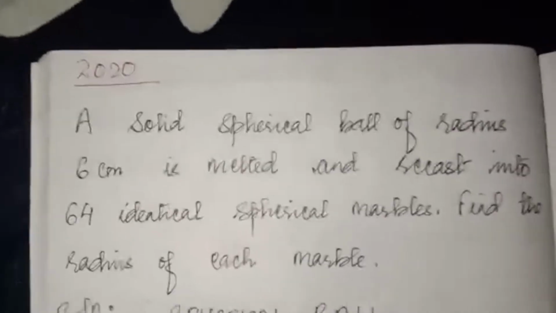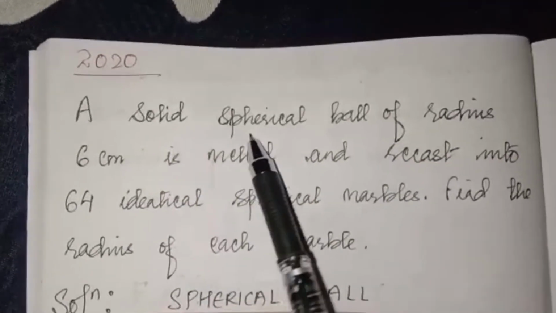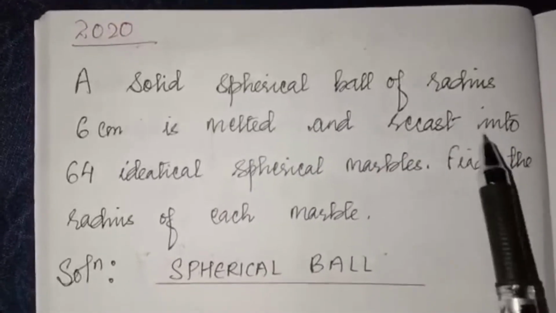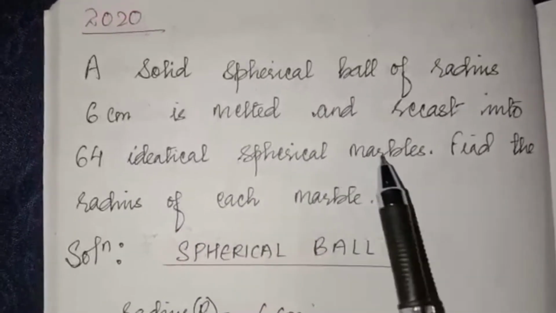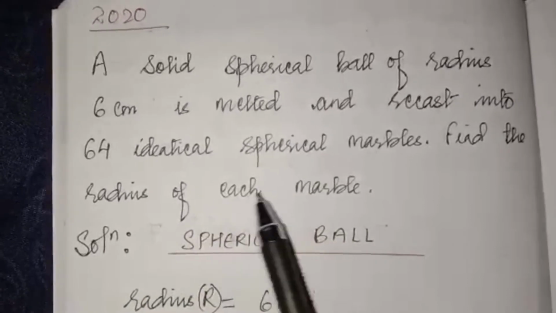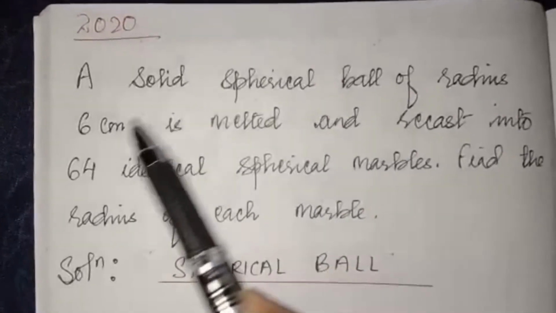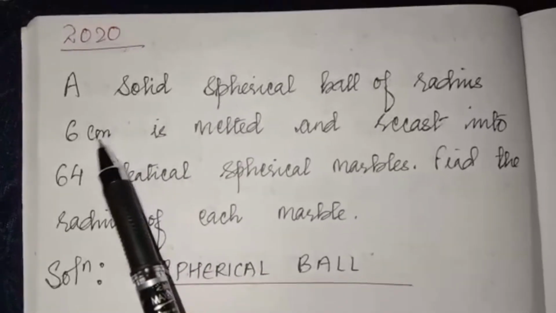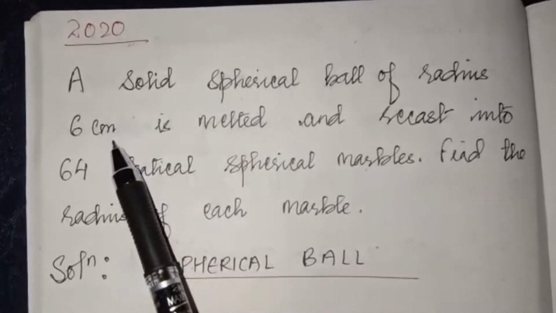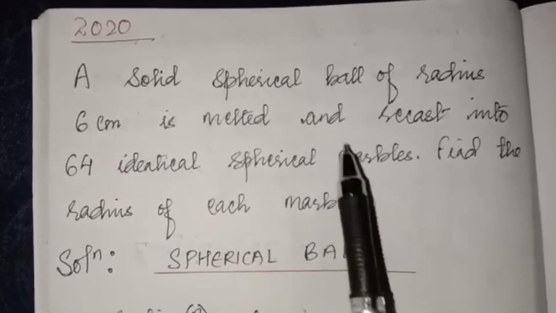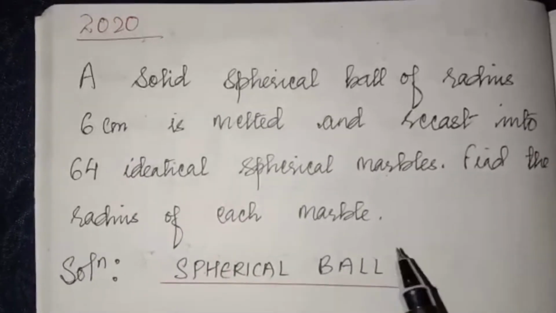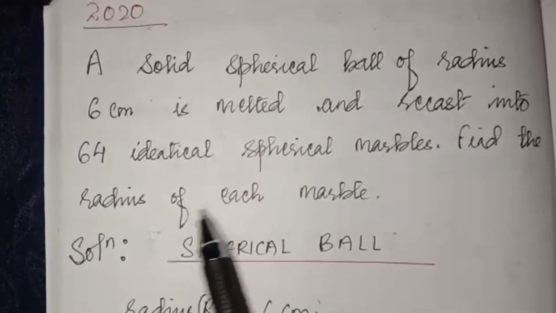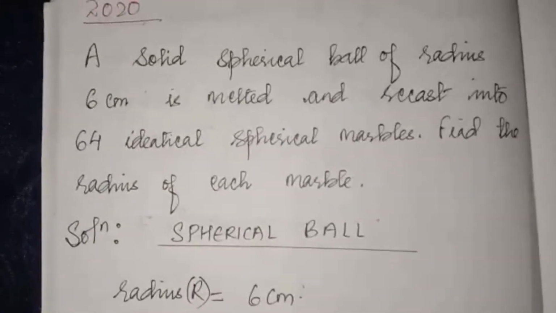Now ICSE 2020. A solid spherical ball of radius 6 cm is melted and recast into 64 identical spherical marbles. Find the radius of each marble. So in this question, a spherical ball is there whose radius is 6 cm. This sphere is melted and converted into marbles, spherical in shape only but of small size, 64 spherical marbles. Find the radius of each marble. So you have to find the radius of each marble.